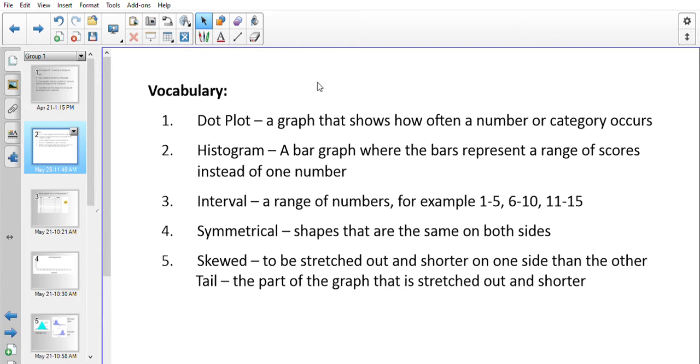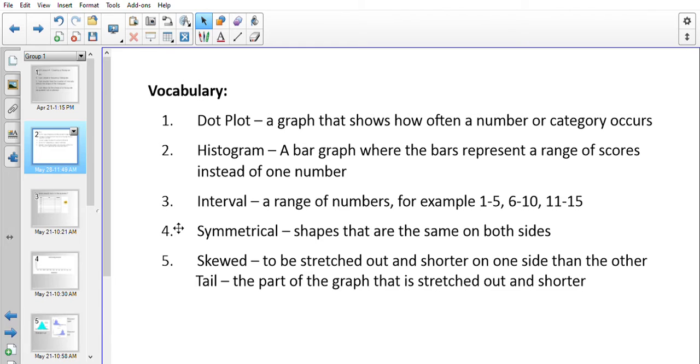So we do have some vocabulary to discuss today. Going back to last week, remember a dot plot is a graph that shows how often a number or category occurs. A histogram is similar, but it's a bar graph where the bars represent a range of scores instead of one number. An interval is a range of numbers, for example, from 1 to 5, 6 to 10, 11 to 15.